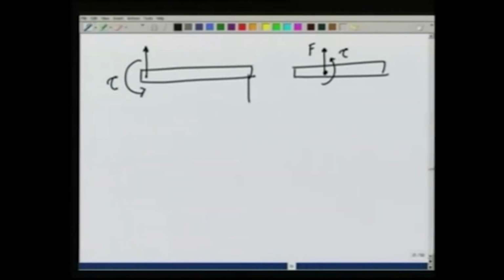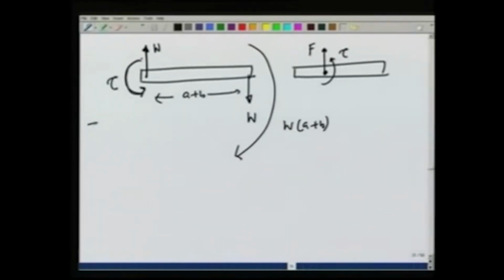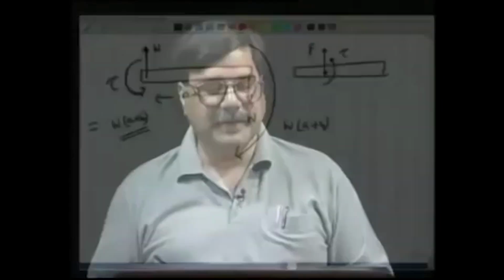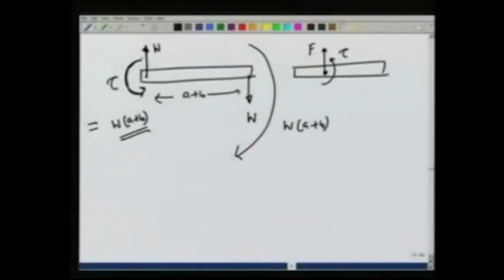Of course, the moment I apply a weight here, this force has to be equal to this, and therefore, it has to be equal to W. The length is A plus B, and therefore, this forms a couple which gives a torque in this direction as W times (A plus B), and therefore, the torque generated at this point to counter this torque is also going to be equal to W times (A plus B). So, think of a built-in support system as something that can generate a torque as well as a force.